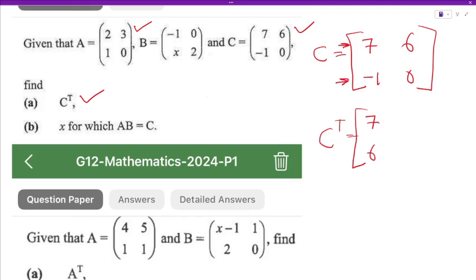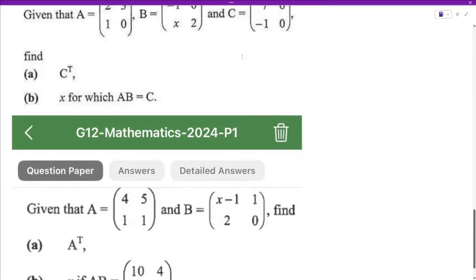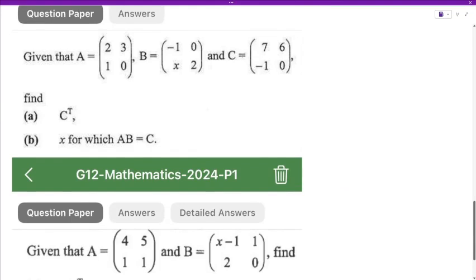The second row is -1, 0. It becomes the second column, -1, 0, and you are done. As simple as that. Now there are cases where the examiner will give you two matrices, multiply them, give you the resultant matrix, but then hide one of the values.